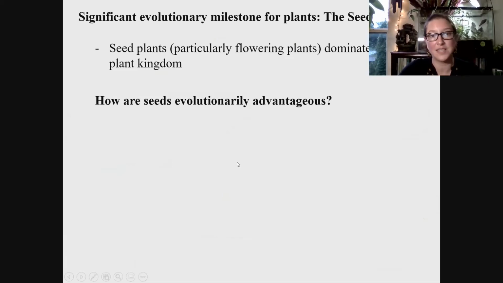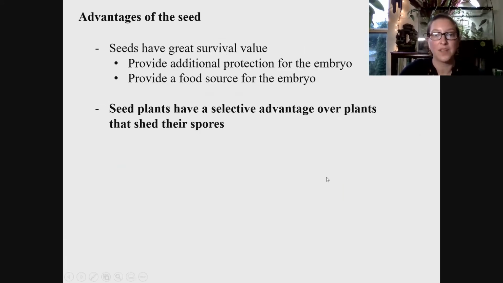So how are seeds evolutionarily advantageous? Well, seeds provide great survival value to the developing embryos. Embryos are developing inside of a seed, and that gives them better protection. The seed also provides a food source for the embryo, which spores don't do. So this gives plants that shed seeds an advantage over plants that just shed spores. We can tell that advantage because of how many plants on Earth actually make seeds. It's the better way.